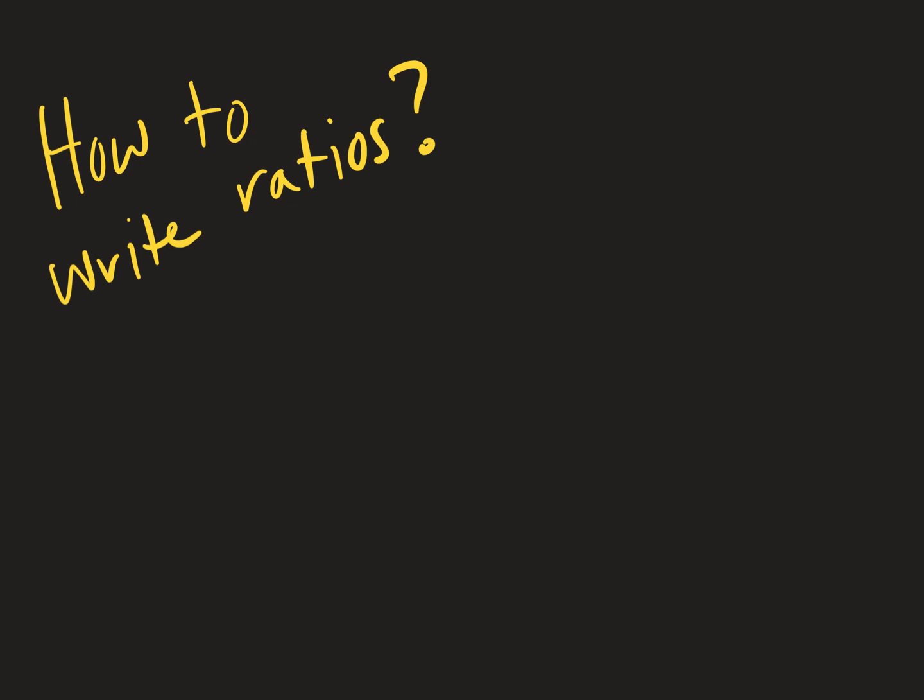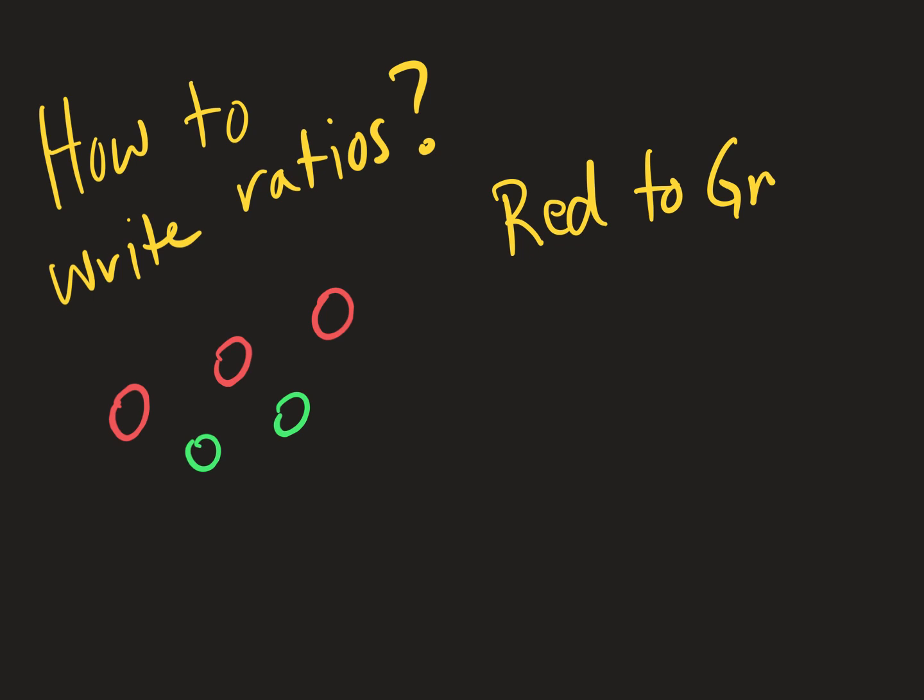So instead of pancakes, let's come up with a different example. Let's say that we have 3 red circles and 2 green circles. And then let's say that we want to write a ratio of red to green, right? A comparison of 2 numbers. And so the amount of red is obviously 3. And then the amount of the green is 2.